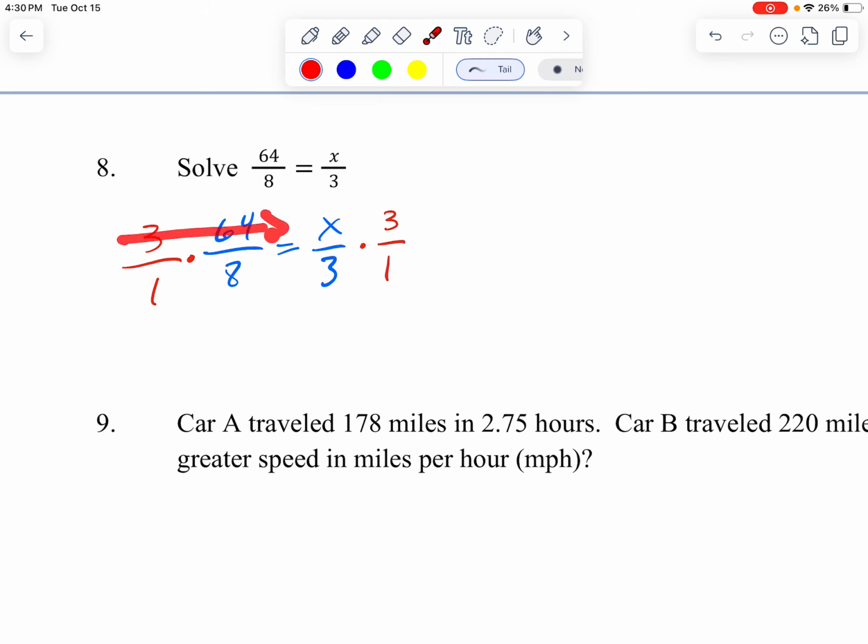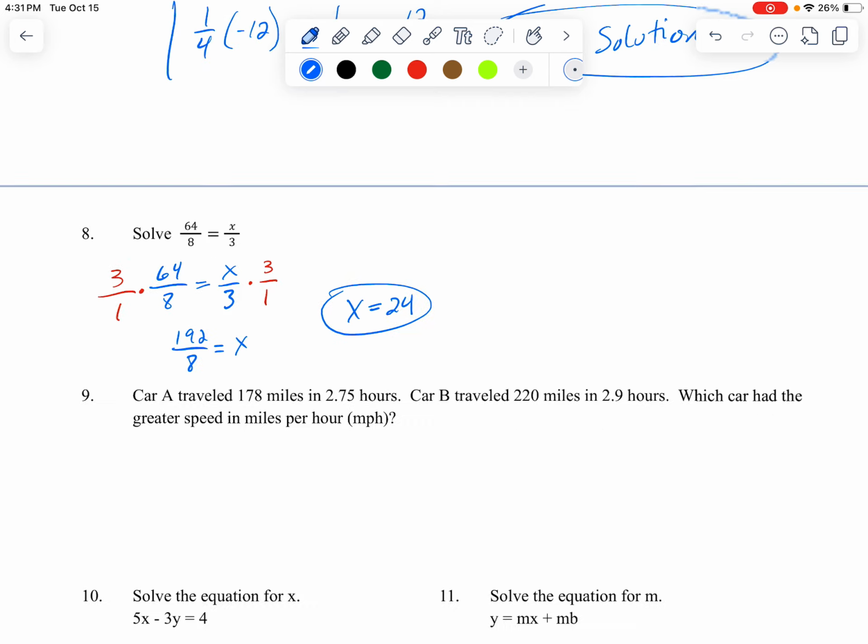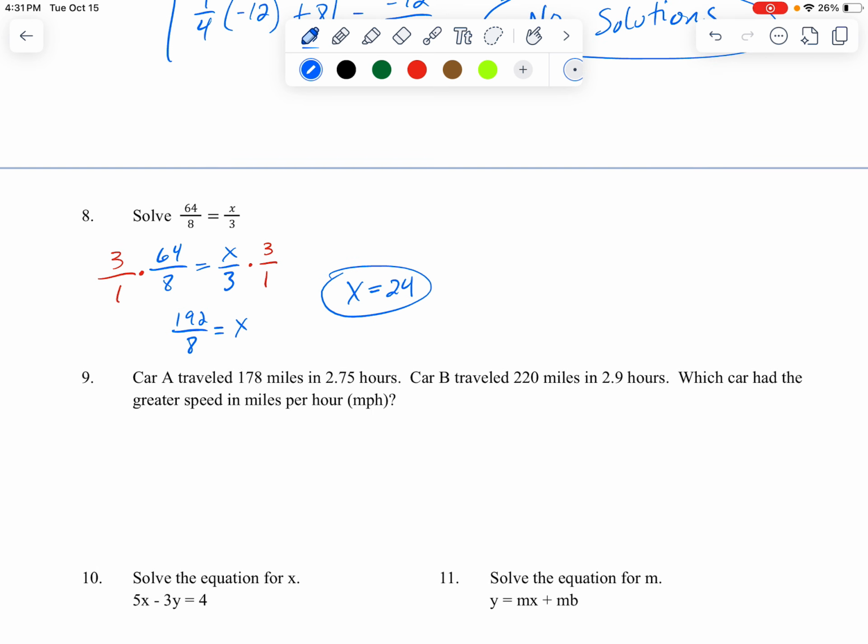So on the left, 3 times 64 and 1 times 8. 3 times 64 is 192 over 8. And on the right, the whole reason we did this is because that's going to give us just x, right? This is going to be x, 3x on top, and then just 3 on the bottom. That leaves us with just x. And we can simplify that fraction. 192 divided by 8 is actually 24. So x equals 24.